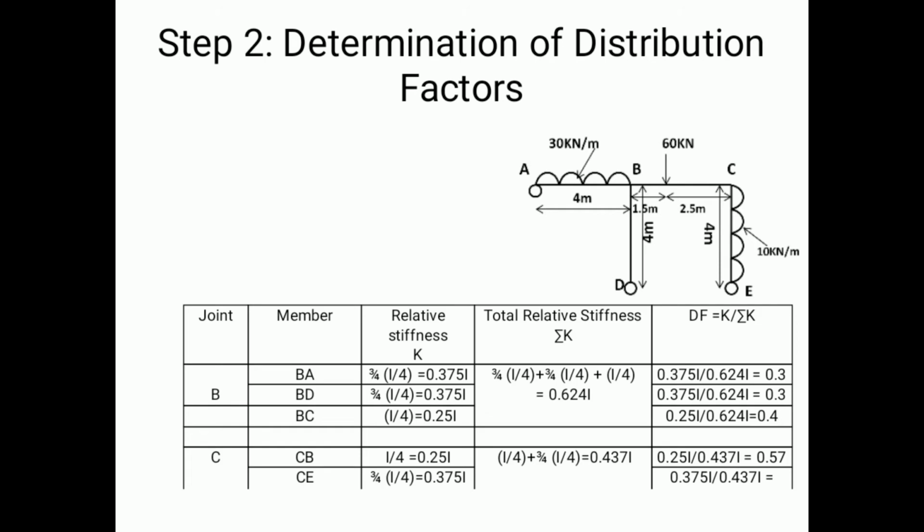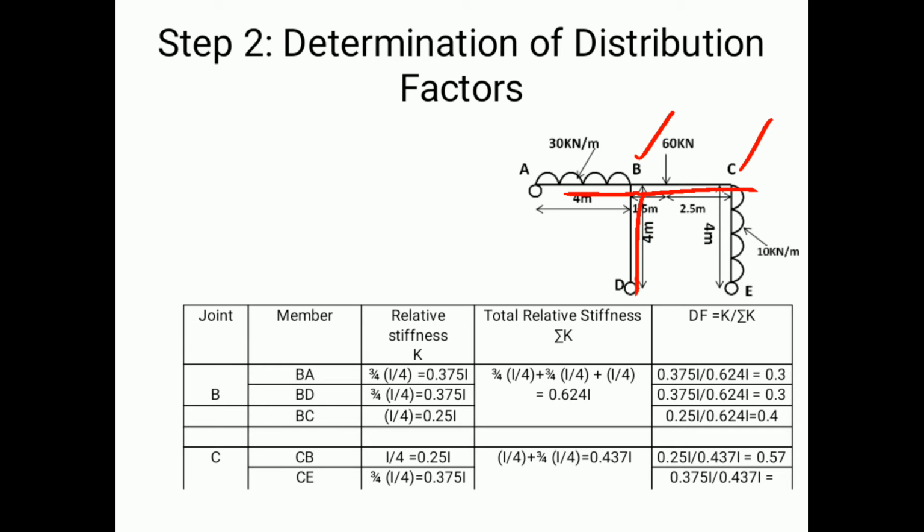So next step is to determine the distribution factor here. You can observe this table here. Since there are two joints here, joint B and joint C. In the case of joint B, with B as the origin, there are three members passing, that is BA, BC and BD.